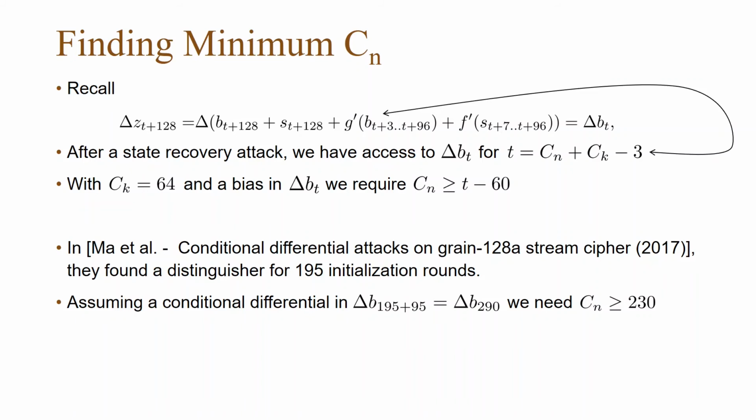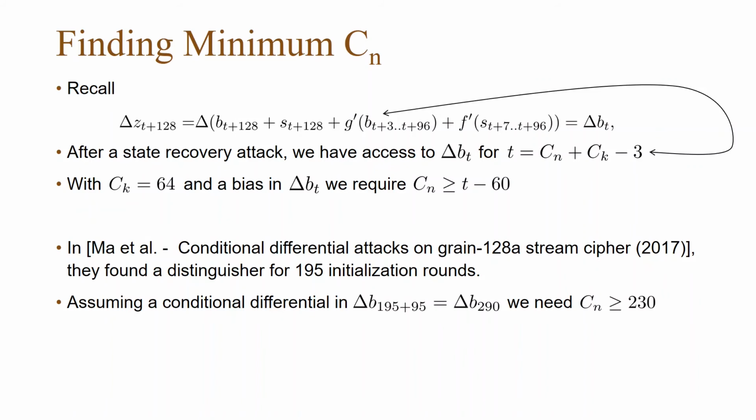So after a state recovery attack, we will have access to delta b_t for the values t equals Cn plus Ck minus 3. And with Ck equal to 64 and a bias in delta b_t, we will now require Cn to be larger than or equal to t minus 60.